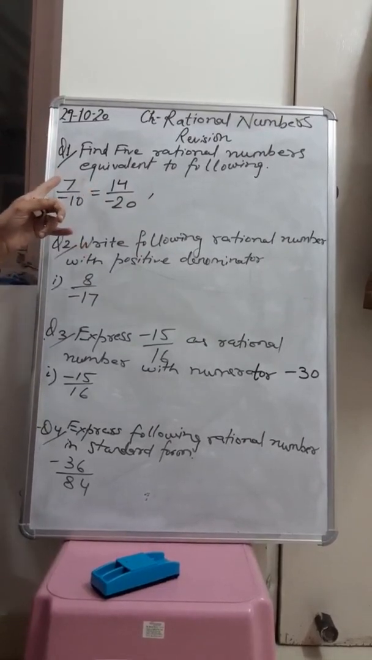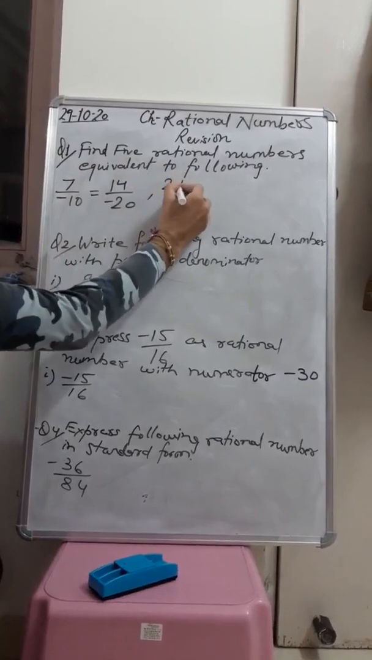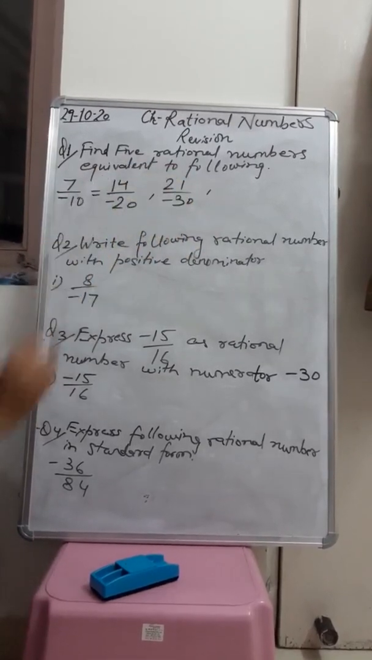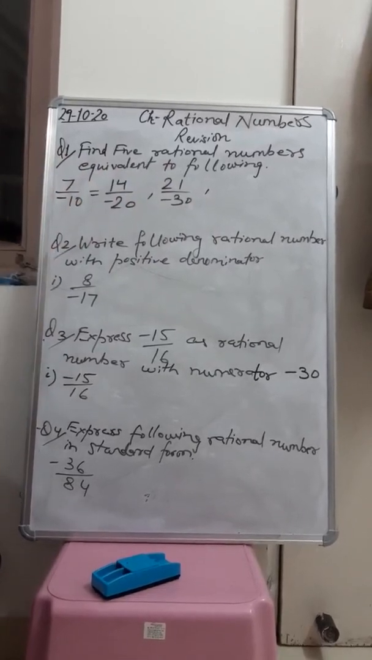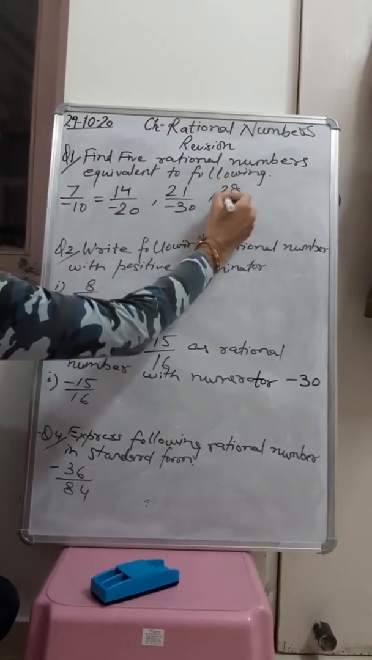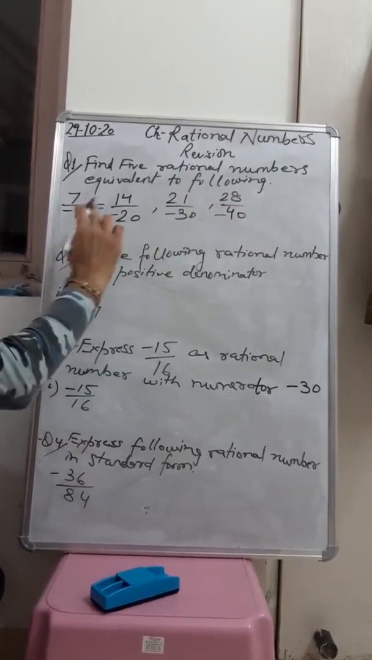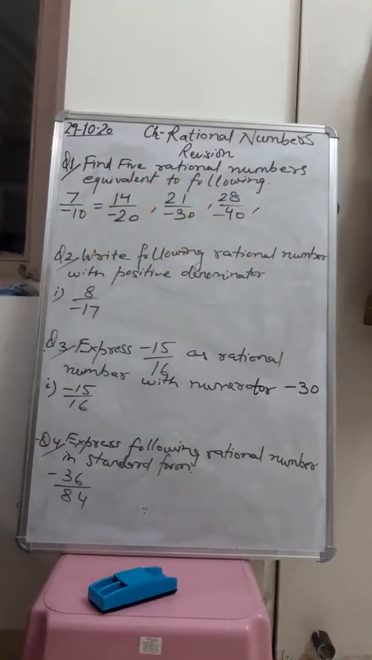Next equivalent you have to count it by 3 times. 7 3s are 21. 21 upon minus 30. This is your second equivalent. Third equivalent you have to count it with the table of 4 times. 7 4s are 28 and minus 10 into 4, that gives you minus 40. This is third equivalent.